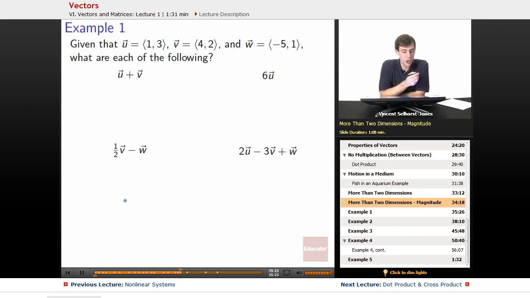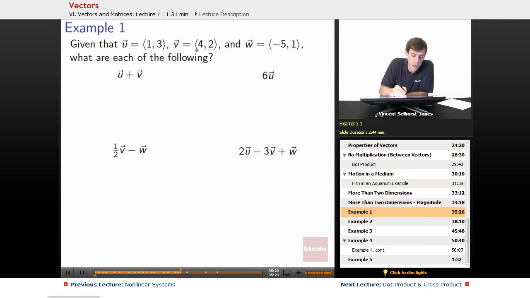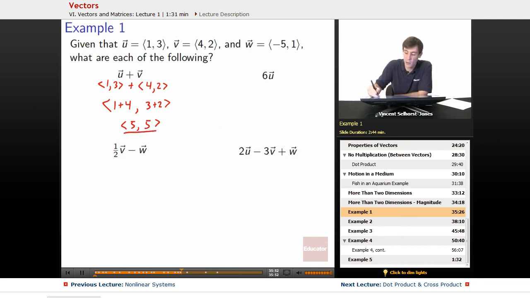First, given that u equals 1, 3, v equals 4, 2, w equals -5, 1, what are each of the following? So if we're talking about u plus v, then that's the same thing as talking about 1, 3 plus 4, 2. So remember, we add the components together, so it'll be 1 plus 4 because they're both of the first components, and then 3 plus 2 because they're both of the second components. 1 plus 4 gets us 5, 3 plus 2 gets us 5 also, just by chance. So our answer here is 5, 5.